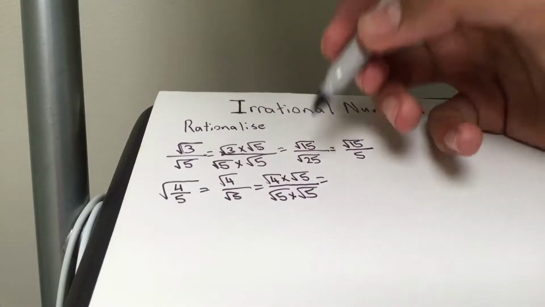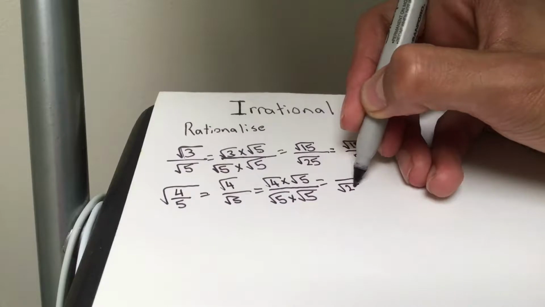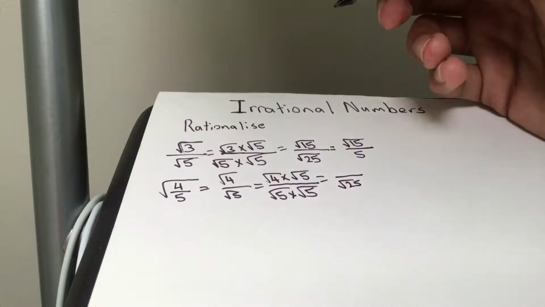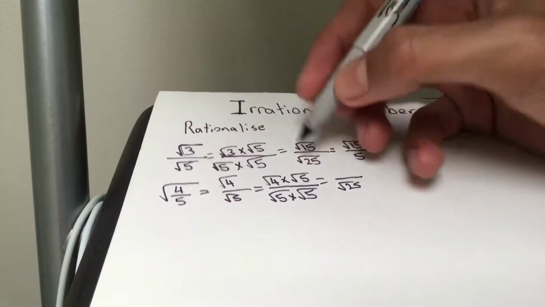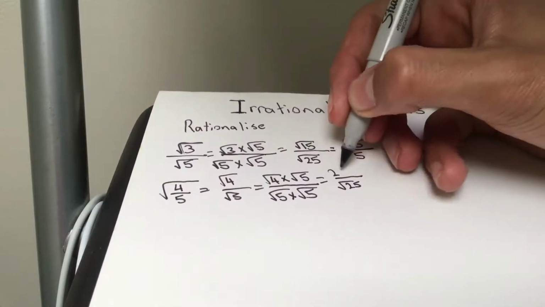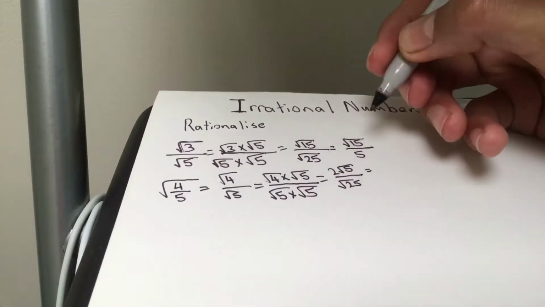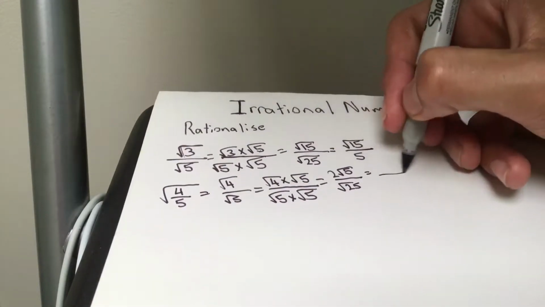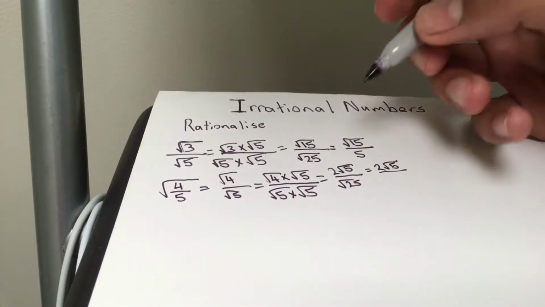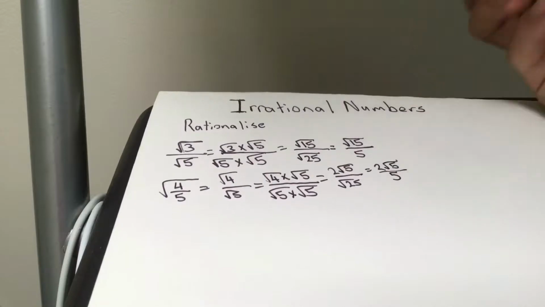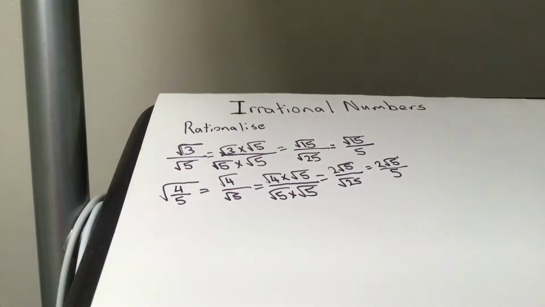Okay, so square root 5 times square root 5 gives us square root 25. And square root 4 can be simplified to 2 and can be written as 2 square root 5. Okay, so the last step is to simplify square root 25 to 5. So that's our answer. As you see, the radical sign is gone.